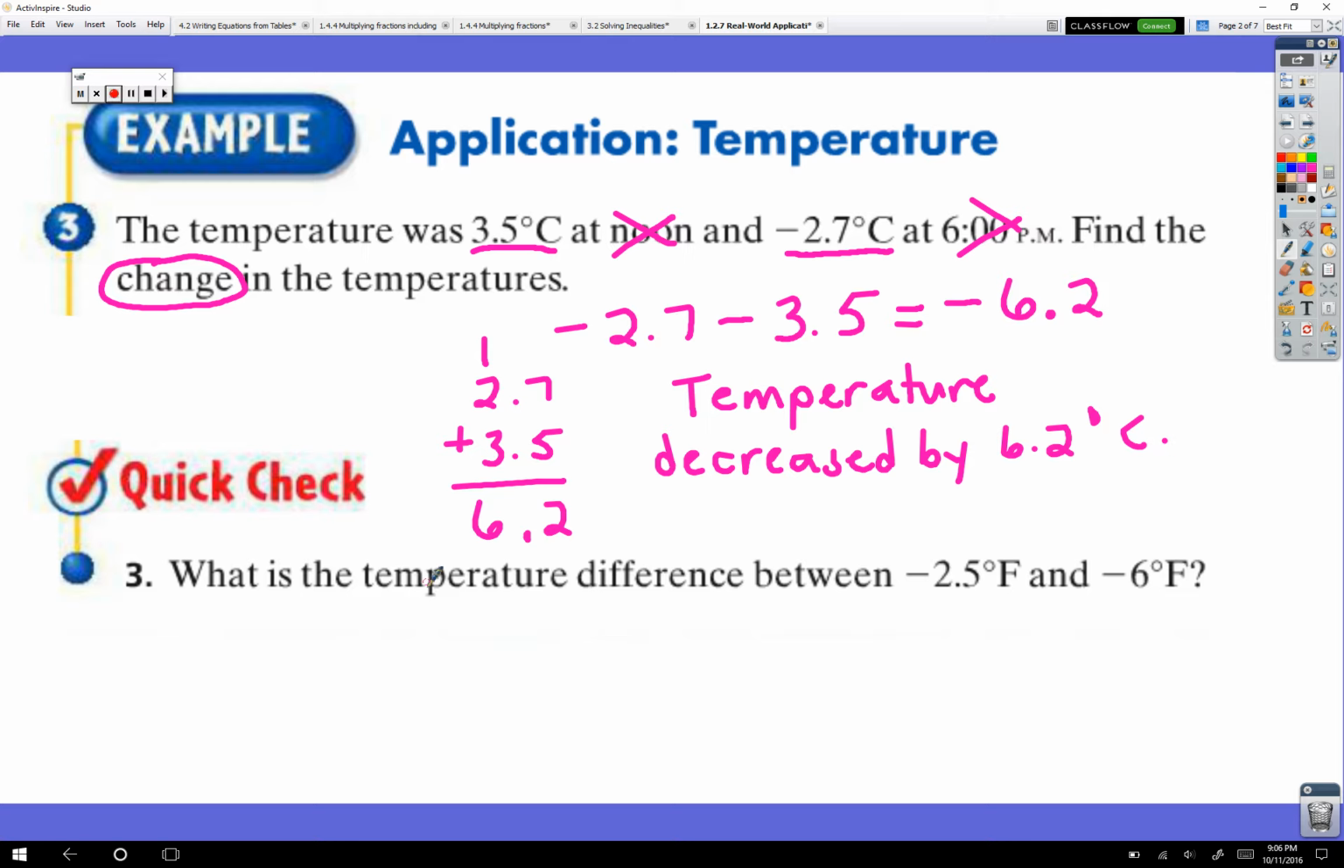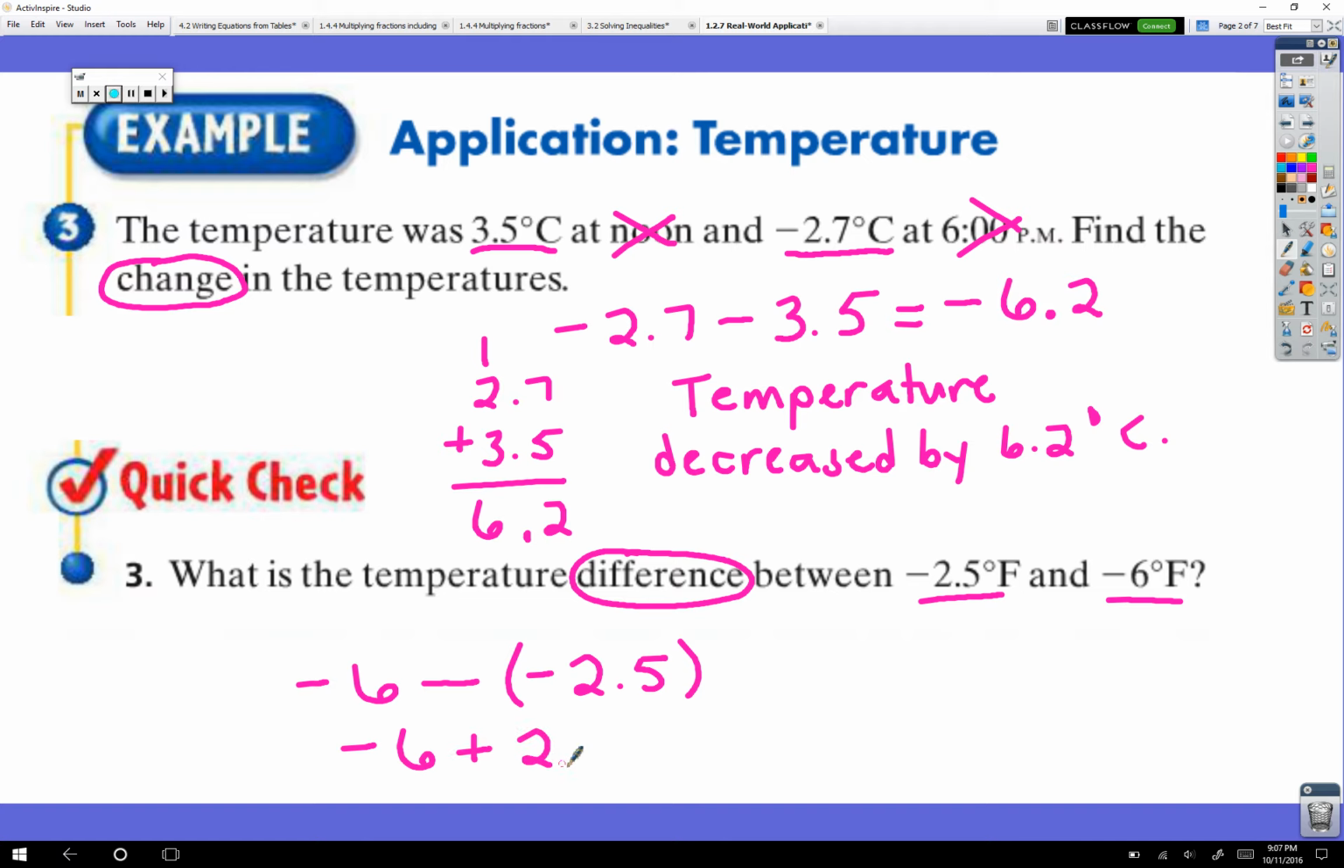Okay, once again, we have two different temperatures. It's asking us for the difference between them. So we're going to go negative 6 minus, and in this case it's minus a negative 2.5. Now remember, when we have minus a negative, that always becomes plus. So we have negative 6 plus 2.5.